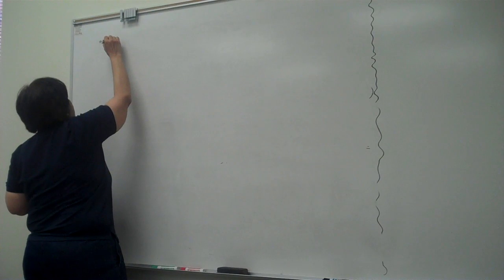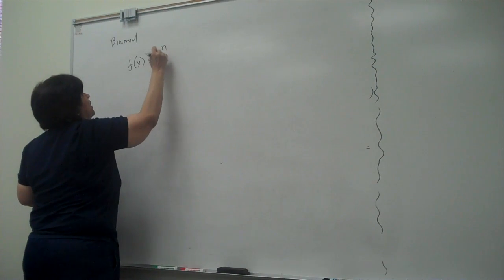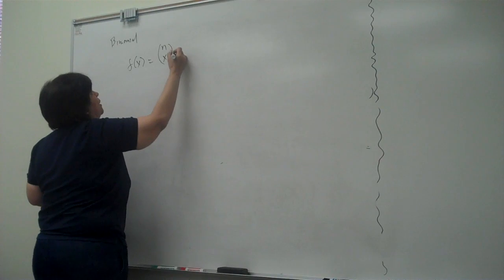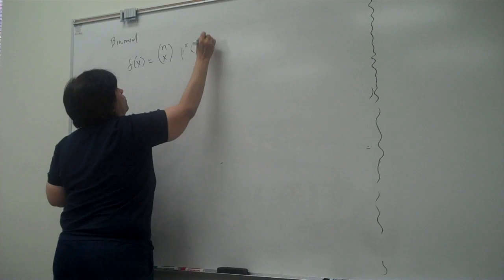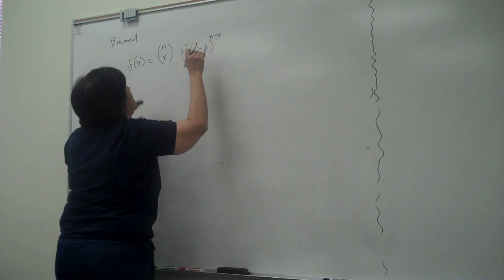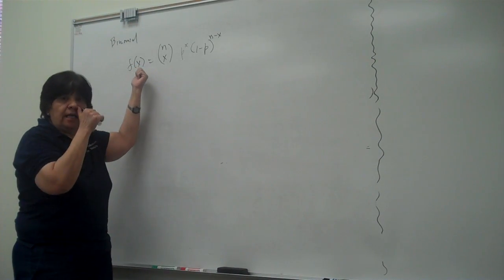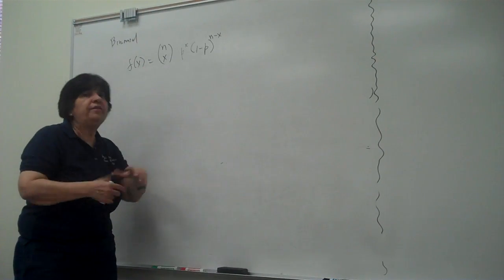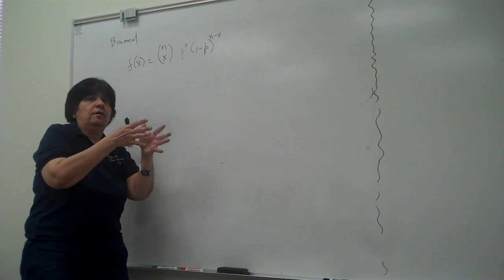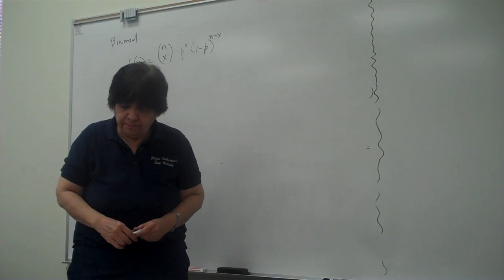In the binomial, this function f of x, n choose x, p to the power of x times 1 minus p to the power of n minus x, gives you the probability of exactly x successes. If you want to know 2 or more, then you have to add f of 2 plus f of 3 plus f of 4 and so on.